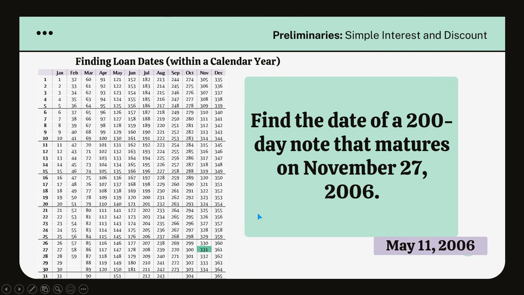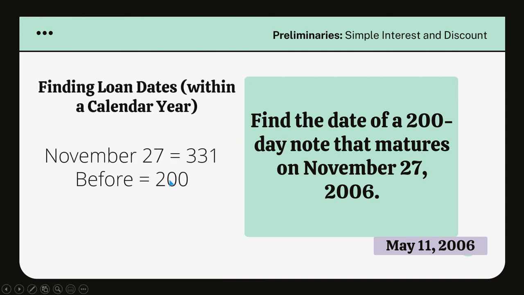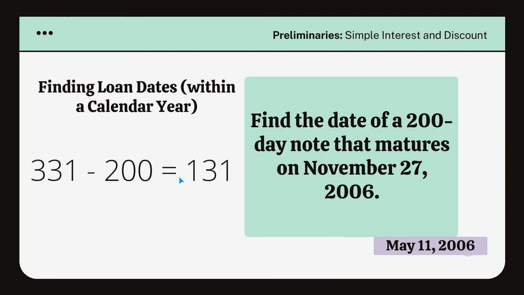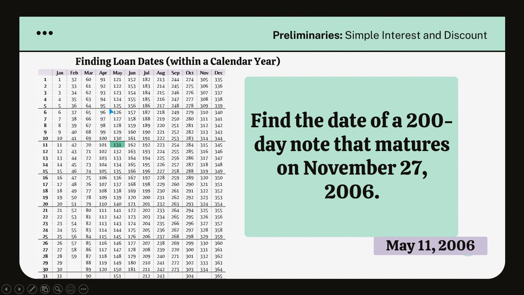Okay? So, November 27, 2006 is the 331st day. Now, we just subtract our 200. There we go. We're looking for the 131st day. Let's go back to our calendar. As we can see, the 131st day is the 11th day. Okay? May 11th. 11th day of which month? That's May. Therefore, the answer is May 11, 2006.